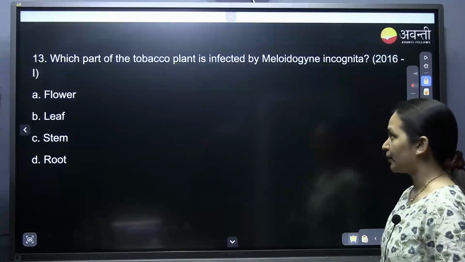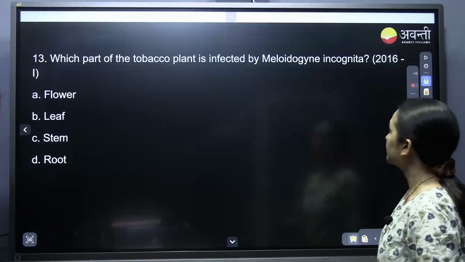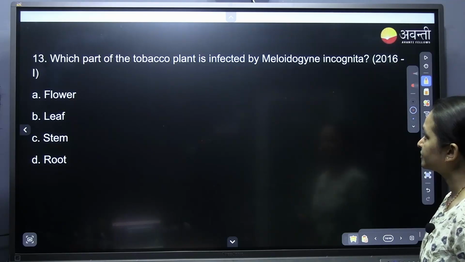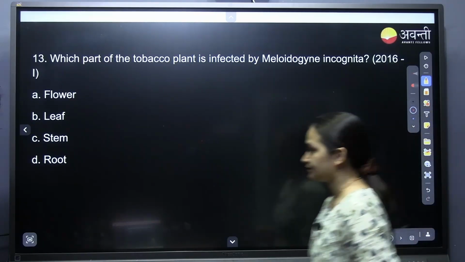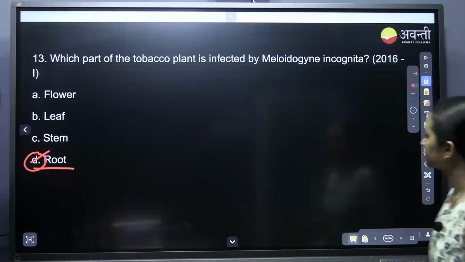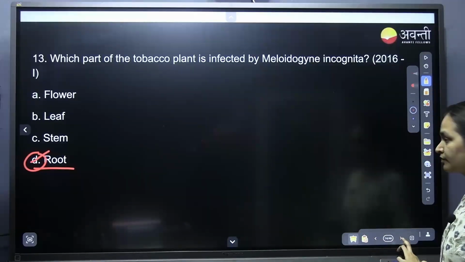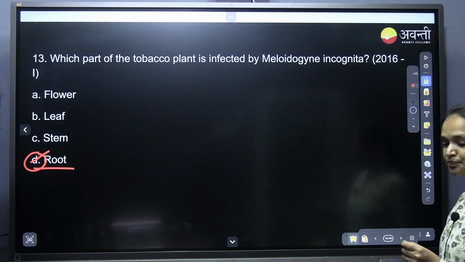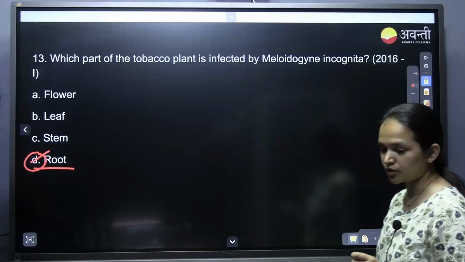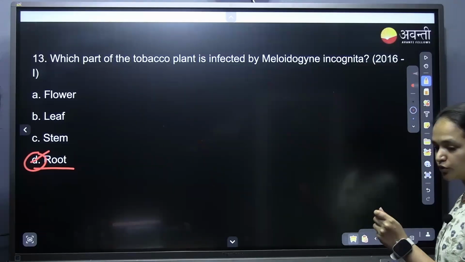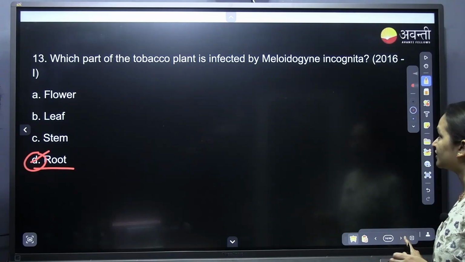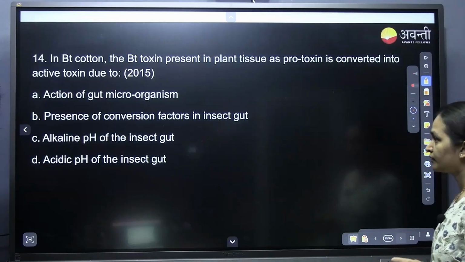Which part of the tobacco plant is infected by Meloidogyne incognita? Root. There is a diagram also in the NCERT textbook about how nodule formation takes place in the root due to the nematode infestation.